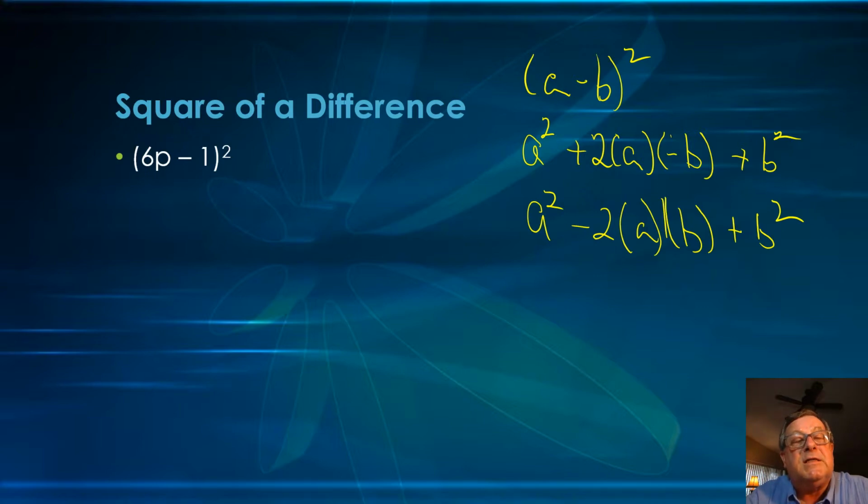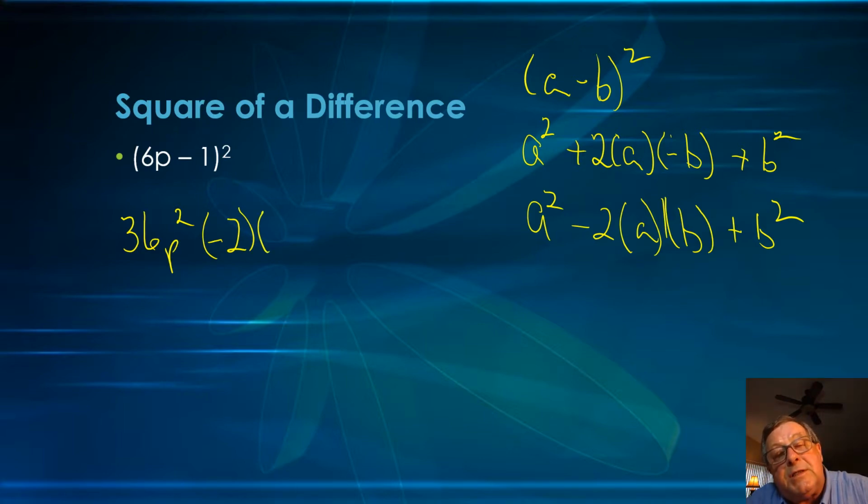So let's go for here. So we got 6p minus 1, and we're squaring that. Well, 6p times 6p is 36p squared. And then let's go negative 2 times a, which is 6p, times b, the absolute value of b there, which is now just 1 since we used the negative with the 2. And then negative 1 squared is plus 1.